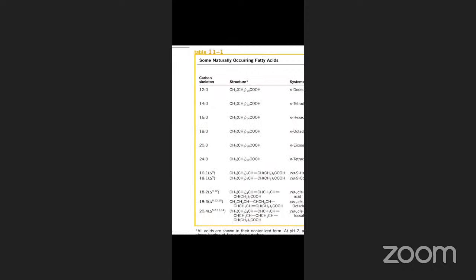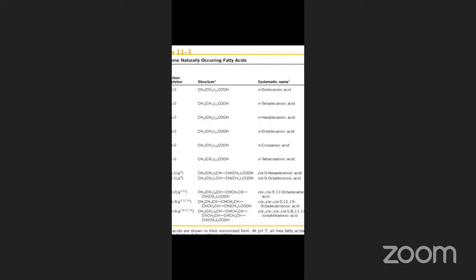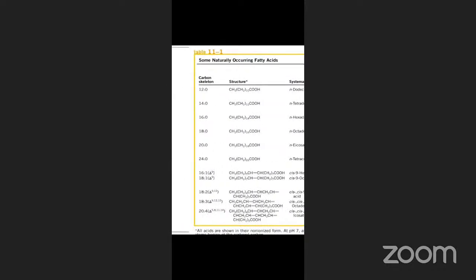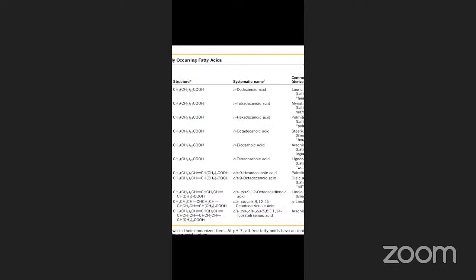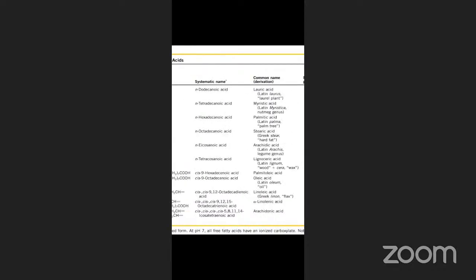Next is 14:0. That means 14 carbons, no double bonds. So it is tetradecanoic acid. This is myristic acid. Then 16:0. That is hexadecanoic acid, and palmitic acid is the common name.